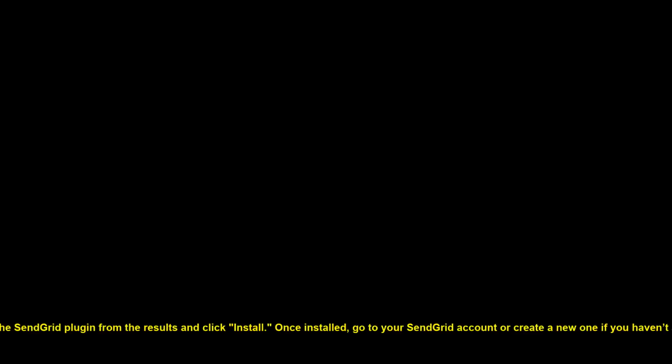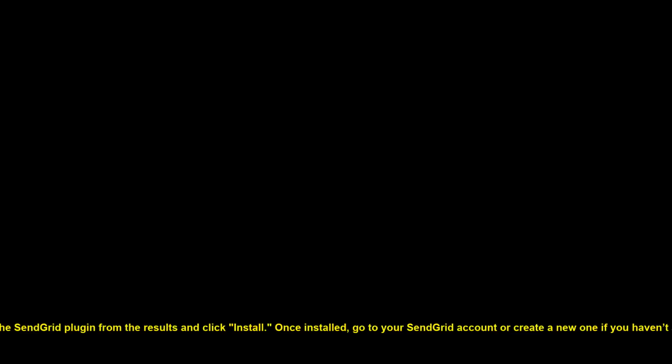Start by logging into your bubble.io account. Navigate to the editor of your application. Click on the Plugins tab in the left sidebar. In the plugin marketplace, search for the SendGrid plugin. Select the SendGrid plugin from the results and click Install.